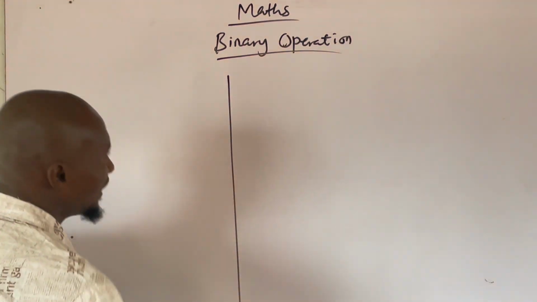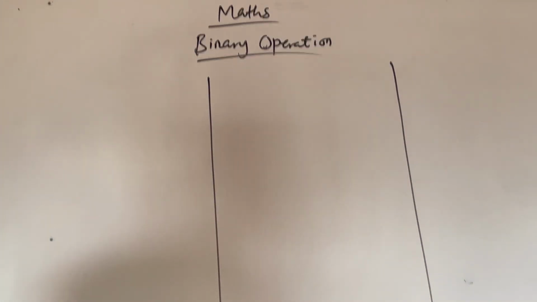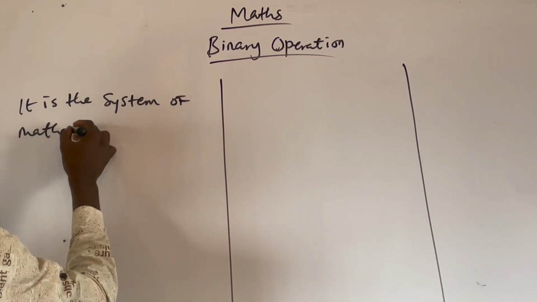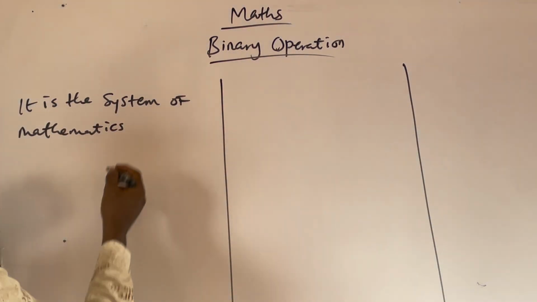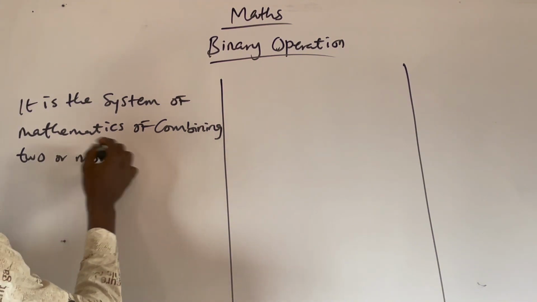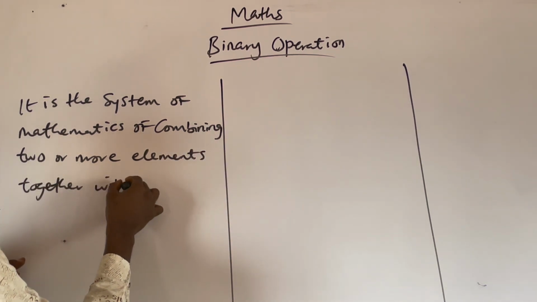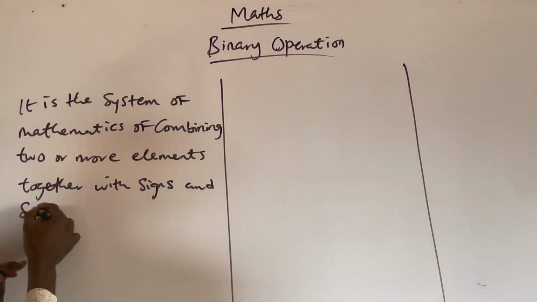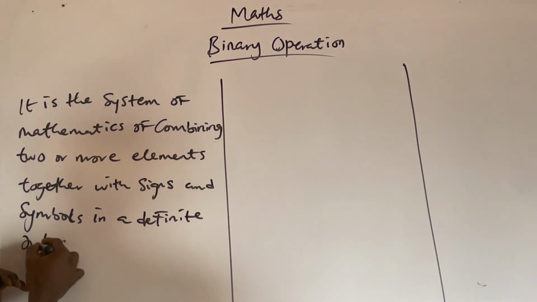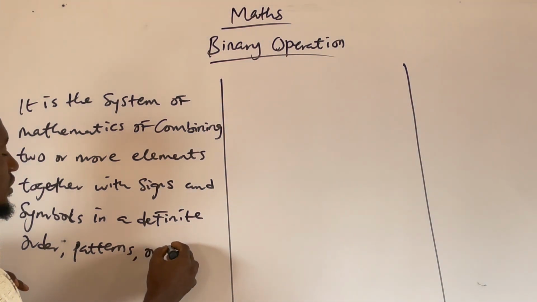What is binary operation? Let me divide the board. Binary operation is the system of mathematics of combining two or more elements together with signs and symbols in a definite order, patterns, or operation.